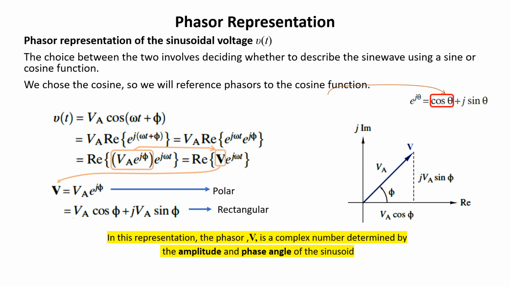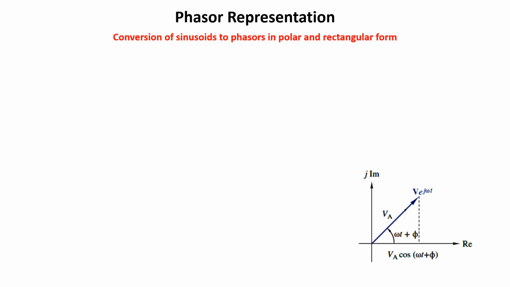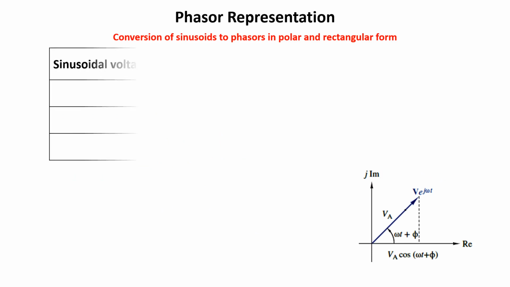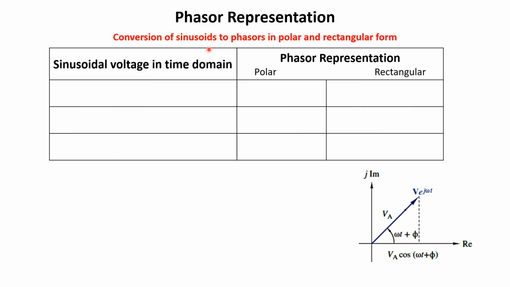determined by the amplitude and phase angle of the sinusoid. Now, how do we convert a sinusoid to phasors, meaning how do we convert voltage or current which is expressed in the time domain as a sine or cosine function to phasor representation. In phasor representation, we have two forms, polar or rectangular. Sometimes we need polar, sometimes we need rectangular.